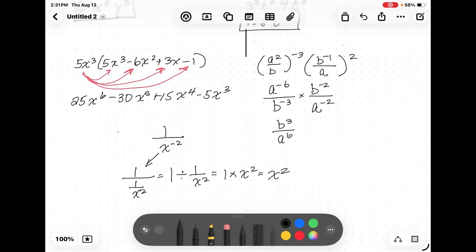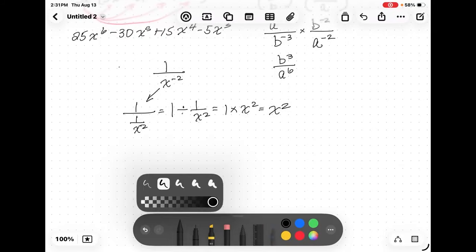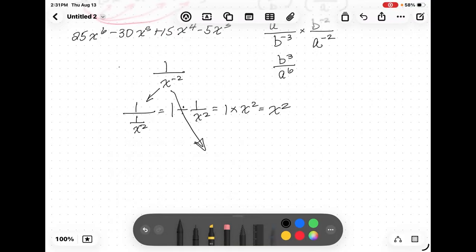Another way to proceed with it would be to simply say 1 over x to the negative 2 is equal to x squared. The negative means reciprocal, right? That negative exponent means reciprocal. And in both cases I did reciprocal, but I just did it in a different way.